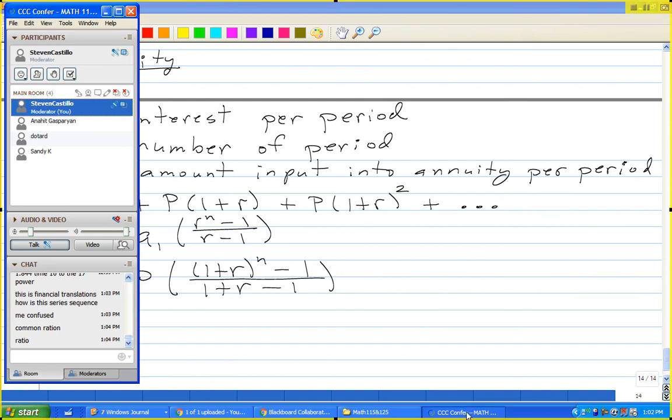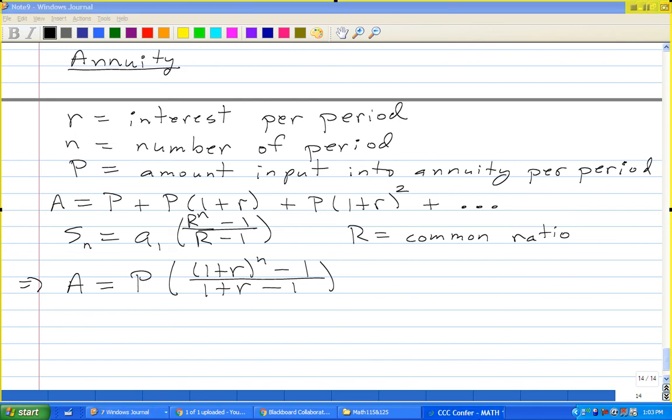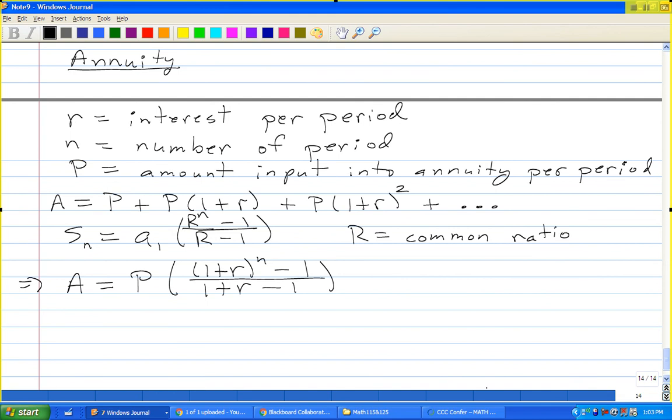The common ratio. So R, maybe I should call this R in this case the common ratio. I'll capitalize it. So unfortunately, this R here is the interest rate. So when you're talking about interest, it gets confusing.